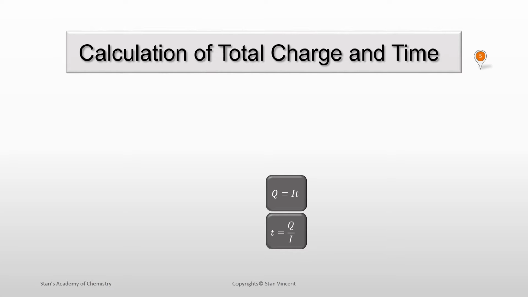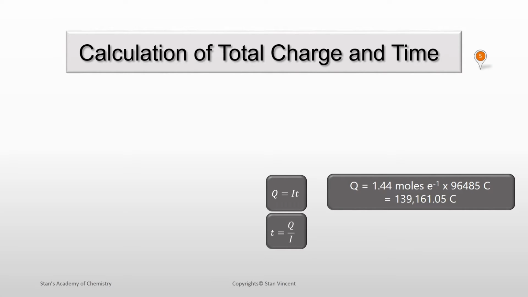So next we will calculate the total charge. 96,485 coulombs is the charge carried by 1 mole of electrons. We have 1.44 moles, therefore multiplying 1.44 moles by the charge, we get the total charge flowing through the circuit. In this case, it's going to be 139,161.05 coulombs. That's the charge carried by 1.44 moles of electrons.